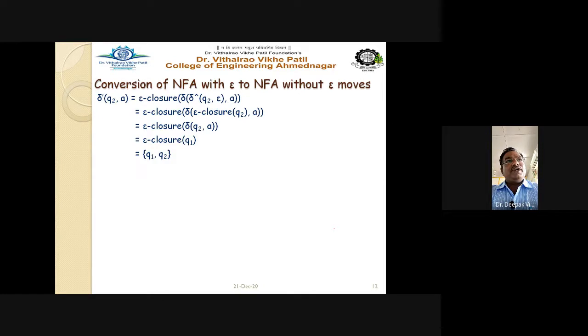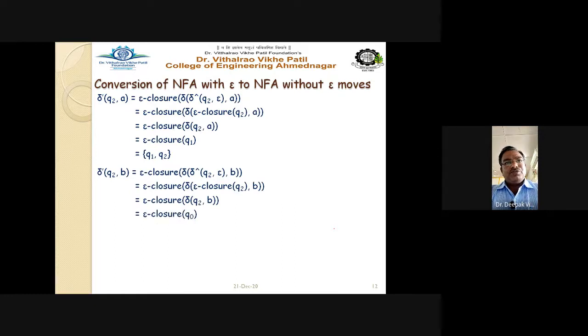The same way for delta cap Q2 comma B, epsilon closure of delta cap Q2 comma epsilon comma B is equal to epsilon closure of delta Q2 comma B, epsilon closure of Q0, that is, on Q2 B the state is Q0, and what is the epsilon closure of Q0? Epsilon closure of Q0 is Q0, Q1, Q2.